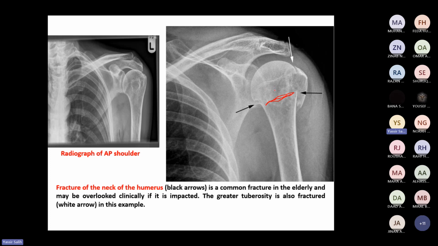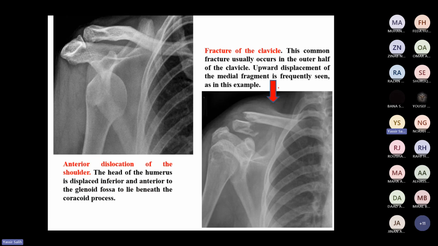Sometimes you can see a step in the cortex, but sometimes there is none. There is no fracture line, and the shape of the bone may look normal. That is why these signs we talked about are very important.